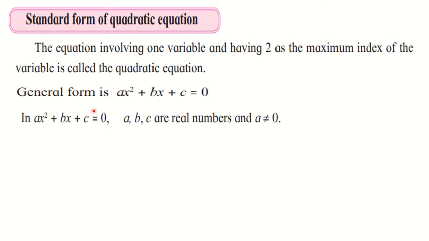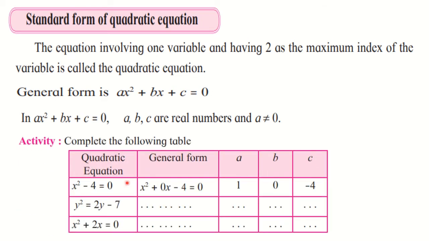Okay. So this is standard form or general form. Here x is the variable and a, b, c are the coefficients, or they are called constants. Let us go further now. Here you have one activity in your textbook based on the standard form. Okay. So all of you must have completed this activity previously. We have discussed this, but once again I am discussing this.